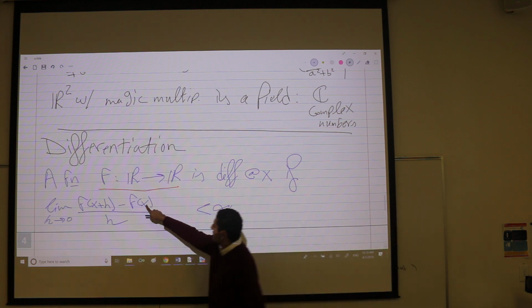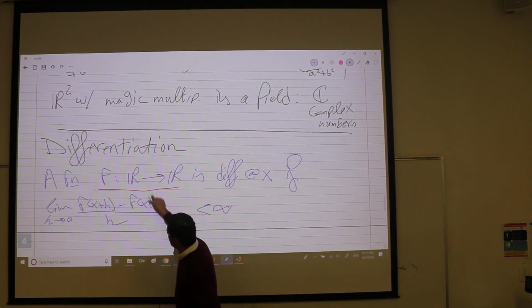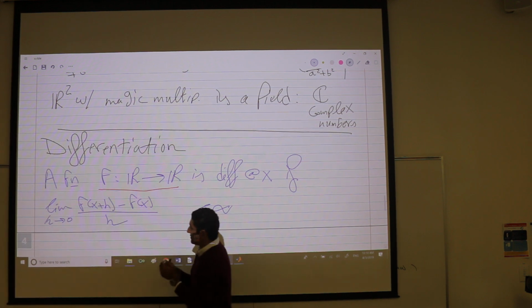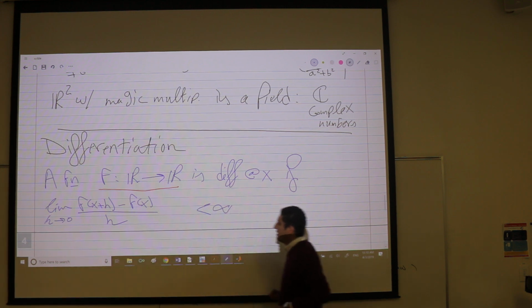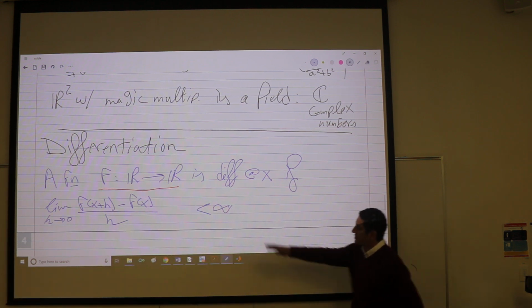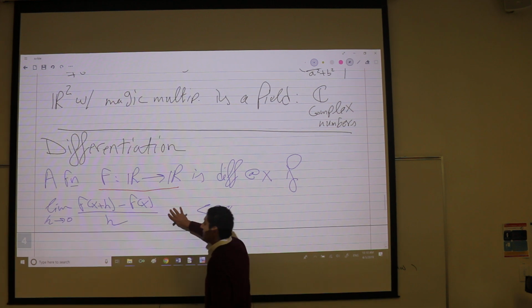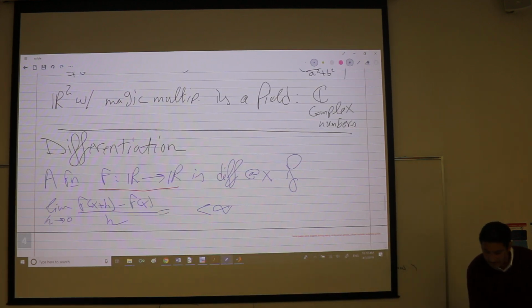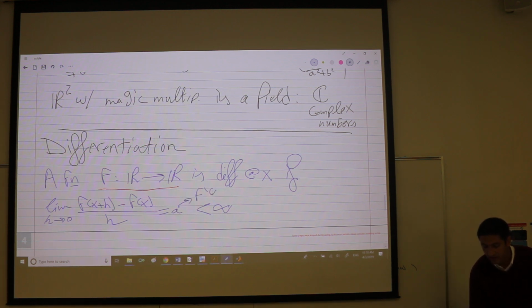Okay, this is a number, and the function takes a number and gives you a number. So this is a number, yes, and this is another number. Yeah, I can subtract, because we're working in R, which is a field, and I can define it. That's very good. Well defined, everything is good, and if this limit really exists, then it is the derivative. If this is some number, then this number is the derivative f prime of x, right?